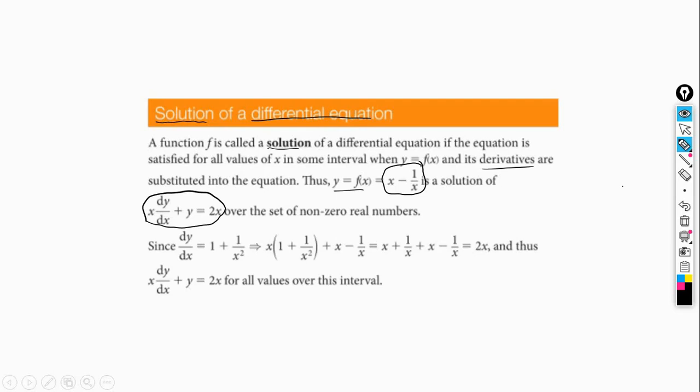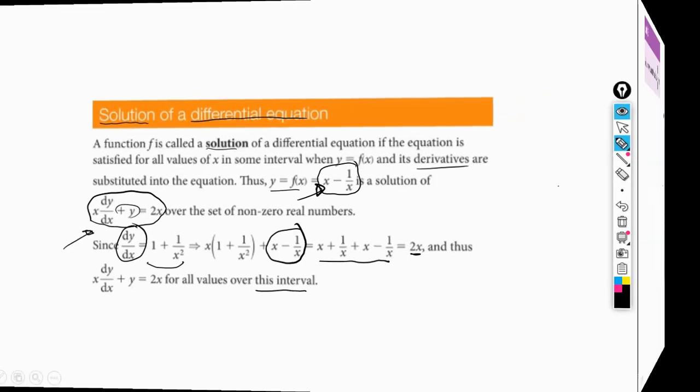So notice that here we find first the derivative of this function of y, and it's equal to 1 plus 1 over x squared. Then we substitute that back in here, and we're going to get x times the derivative of y, which is 1 plus 1 over x squared, plus x minus 1 over x, which is y that we see here. And then we solve for this, and notice that we get 2x. Thus, x derivative of y plus y is equal to 2x for all values over this interval.